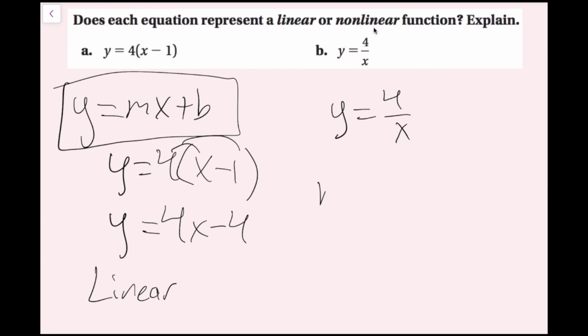So I'm going to write nonlinear because it cannot be written in slope-intercept form. And now we're done with this one.